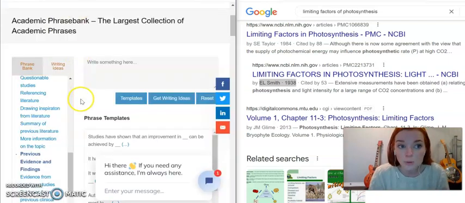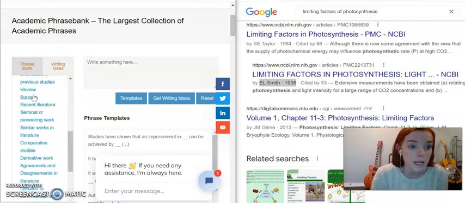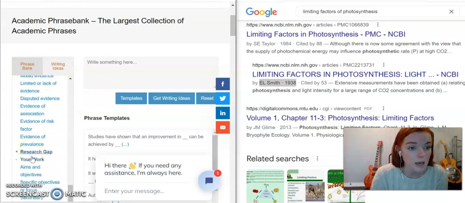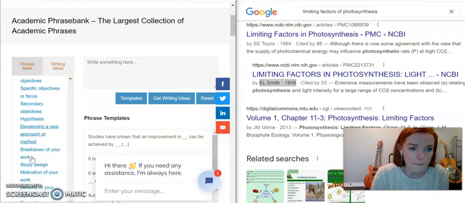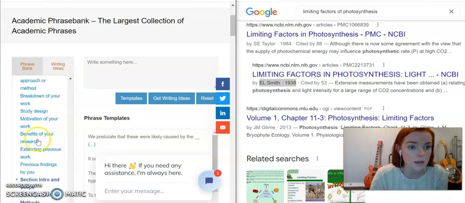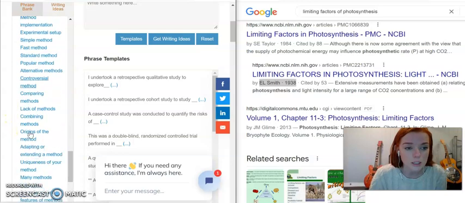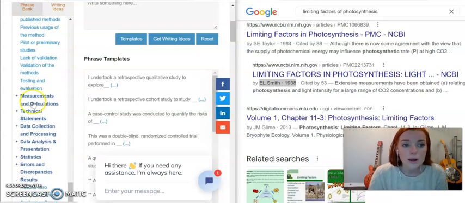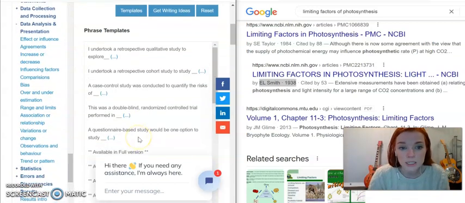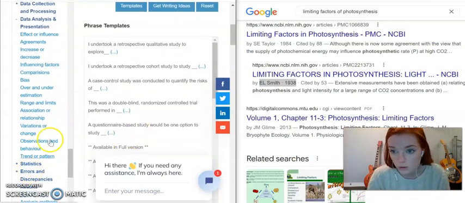Alternatively, there's this online one, which is called Academic Phrase Bank, and you can go on here and it has heaps of different topics. It has things like writing a hypothesis, study design. So this would be used in your methods, right? Materials and methods, section intro and scope, things like that. So it gives you heaps and heaps of things that you could talk about, okay? And they're all just sentence starters, they're not all going to apply.